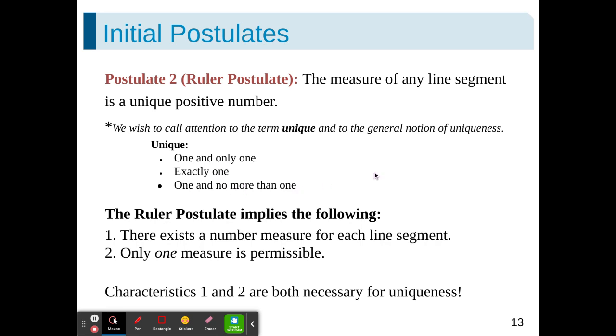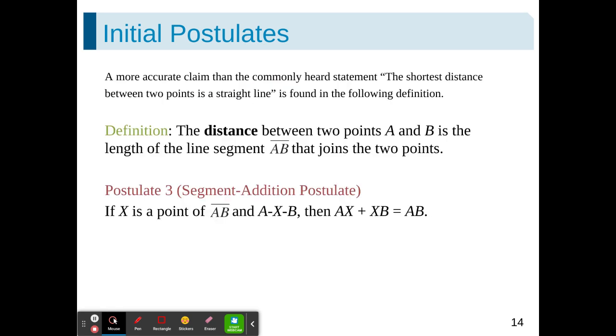So the ruler postulate implies the following. There exists a number measure for each line segment. So the ruler postulate is that if I have a line segment, I can measure it and get a distance for it. Only one measure is permissible, because if you're measuring accurately, there's only going to be one. So characters 1 and 2 are necessary.